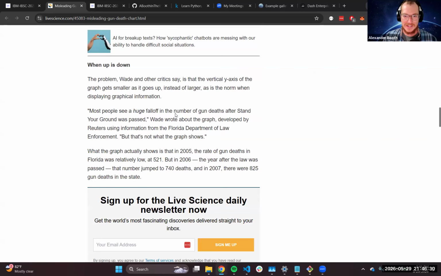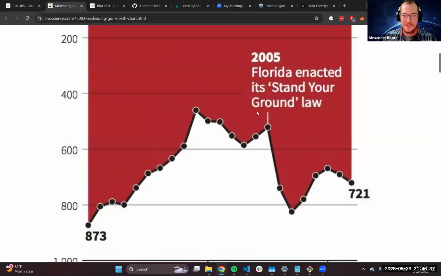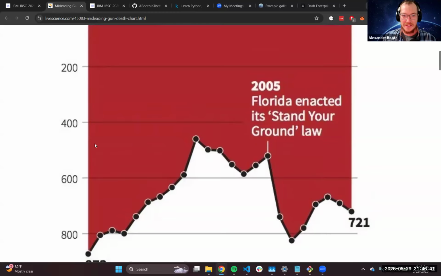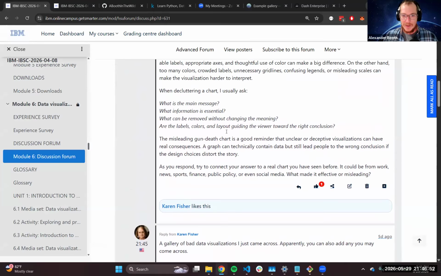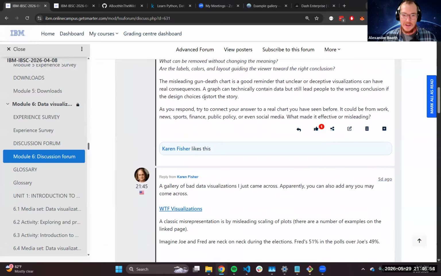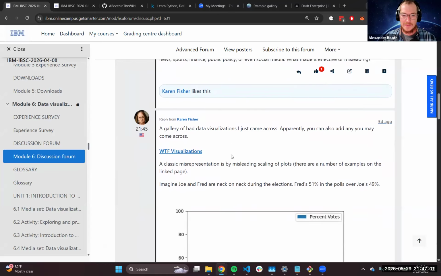Up is down, right? Most people see a huge fall off in gun deaths, but it's actually not what it shows. When they enacted the stand your ground law, we went from 500 gun deaths to 700. So it increased, but the graph is distorting that conclusion. Anyway, we had a good talk about what is the main message you're trying to tell, and how you make sure that you're not impacting real decision making with your graph, right?